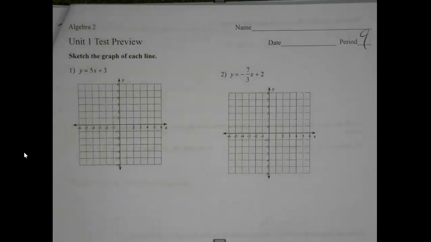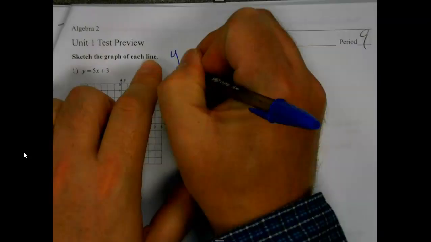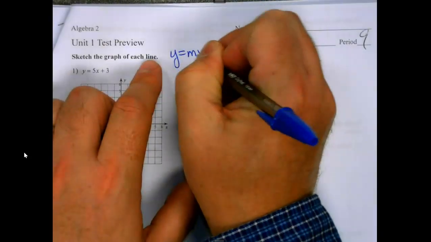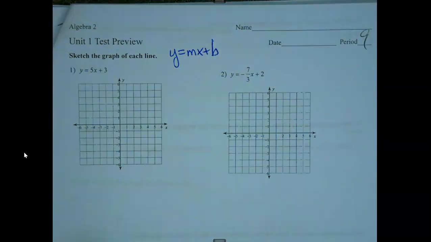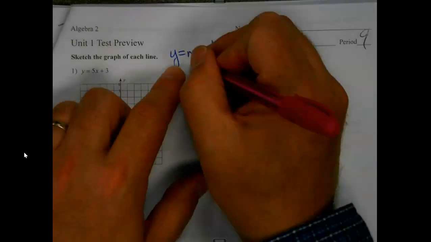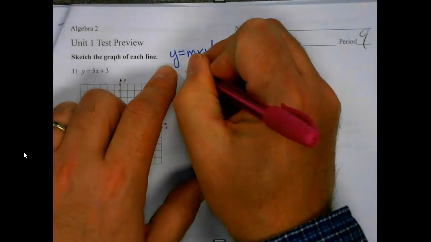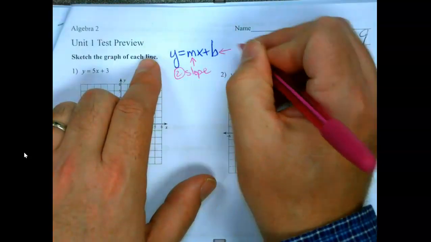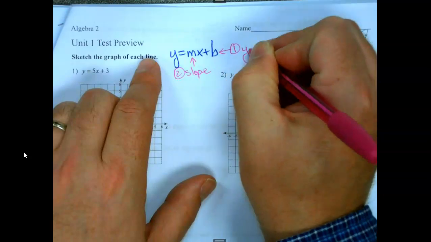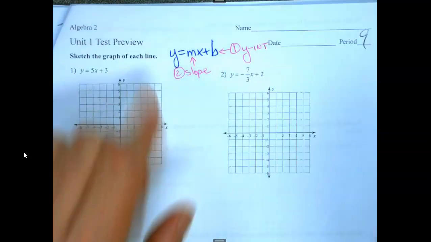And so here on the preview, sketch the graph of the line. Okay, let's see here. Quick reminders. And this is all stuff that you have in your notes already. So if your notes are updated, you don't have to put all this down, but maybe for convenience you do. I don't know. M is our slope. B is our y-intercept, and we always do that first.